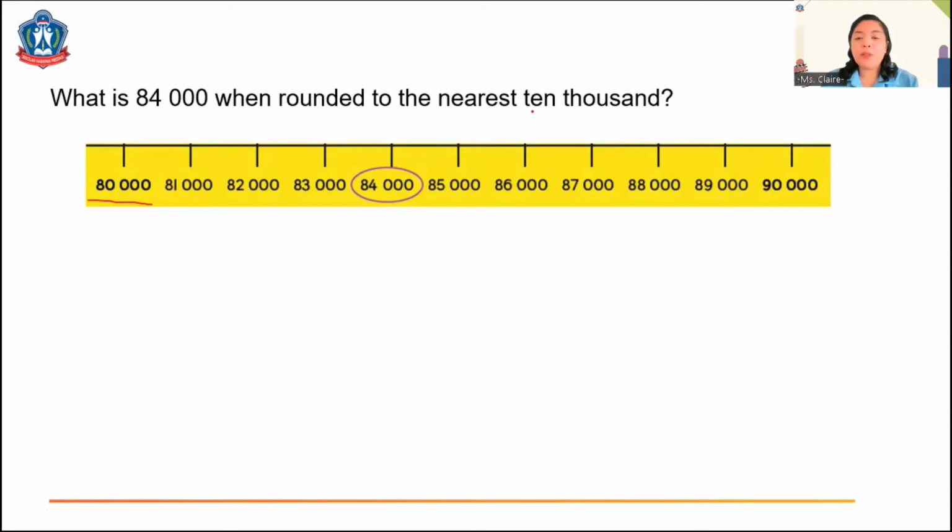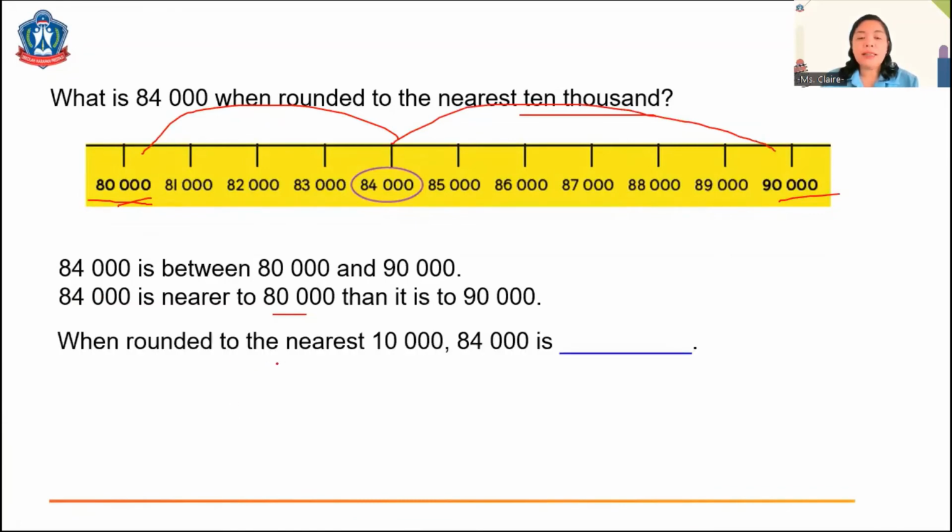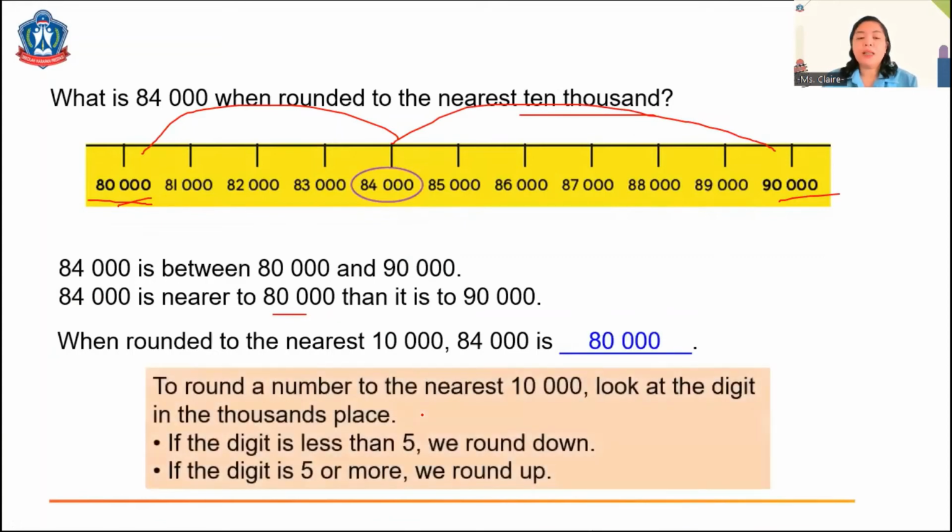So remember, we are going to round it to the nearest 10,000. So we have 80,000 and 90,000. So 84,000 is nearer to 80,000, right? It's nearer here compared to 90,000. Therefore, when we round this number to the nearest 10,000, we will have 80,000. So when we round a number to the nearest 10,000, look at the digit in the thousands place. What digit is in the thousands place? The digit 4. If the digit is less than 5, we round down. So we round down because this is lower than 5.